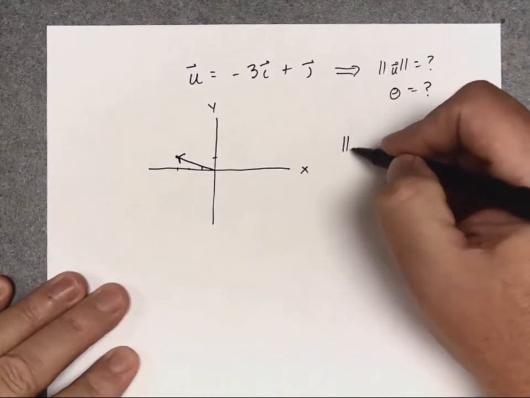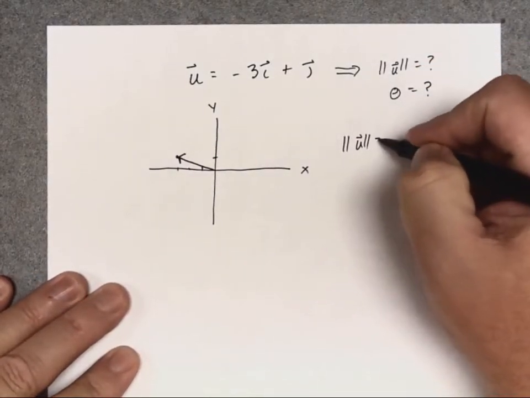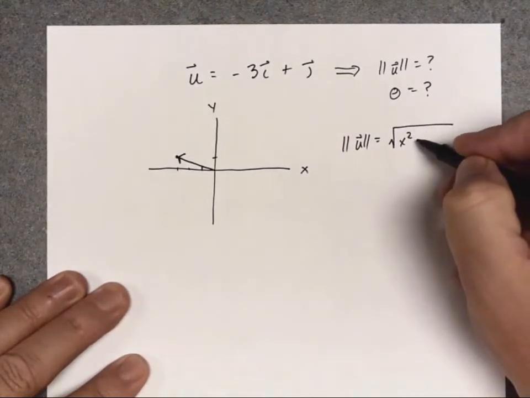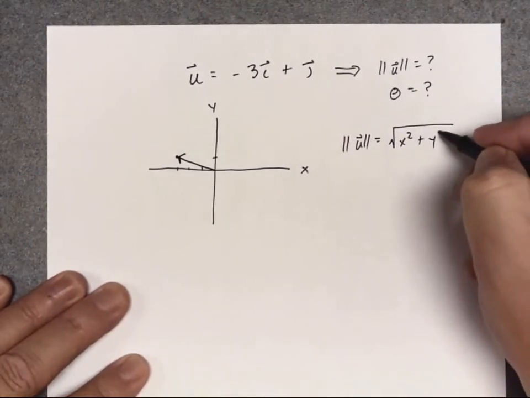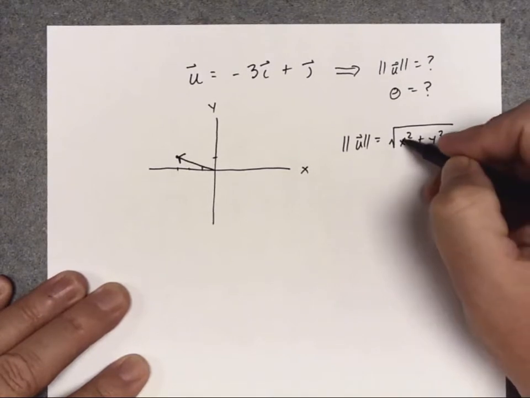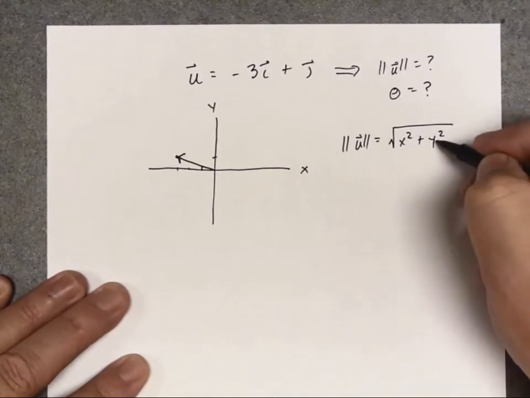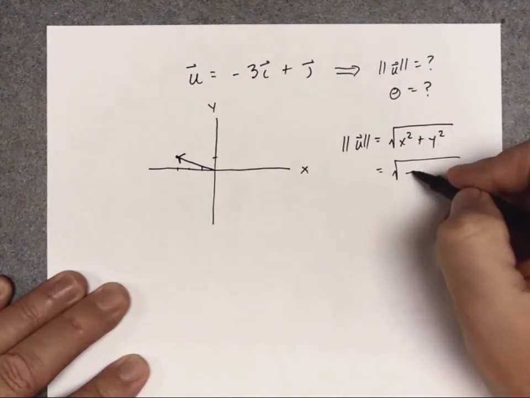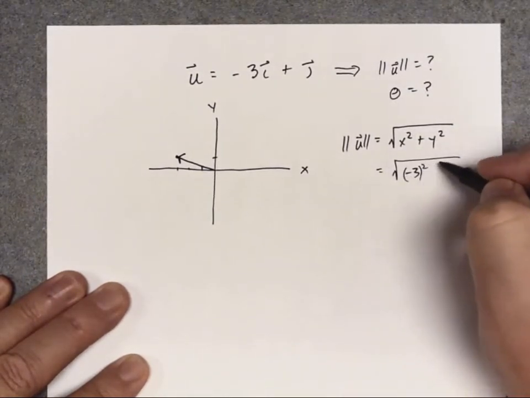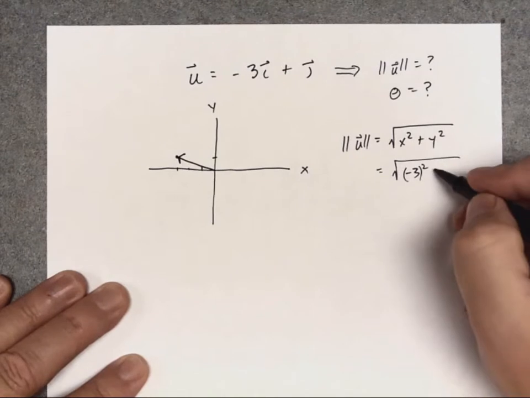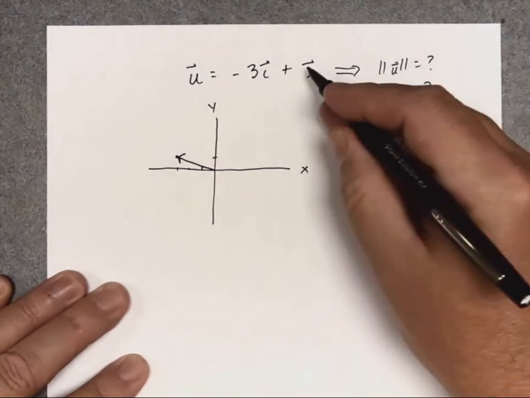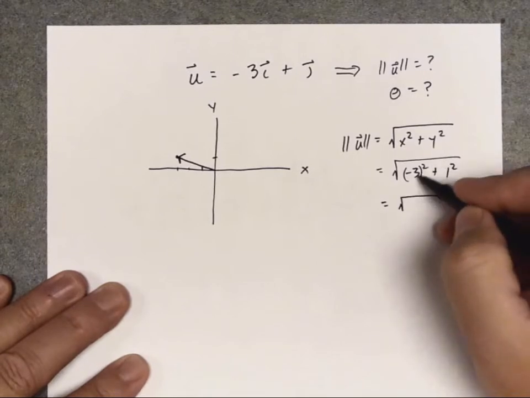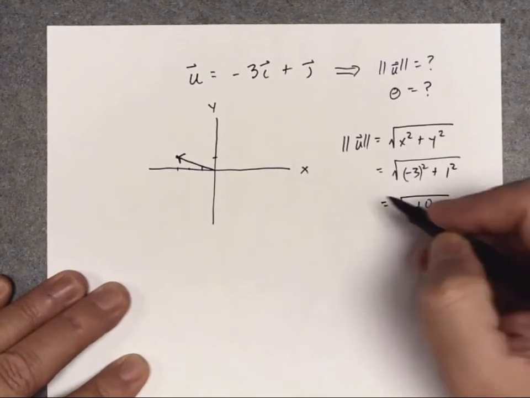So we have these two equations. The magnitude equation is the square root of the x part squared plus y squared, or you can think of this as the i part squared and the j part squared. So for us, minus 3 squared is my i part, plus 1 squared is the j part. Looks like this is 9 plus 1.